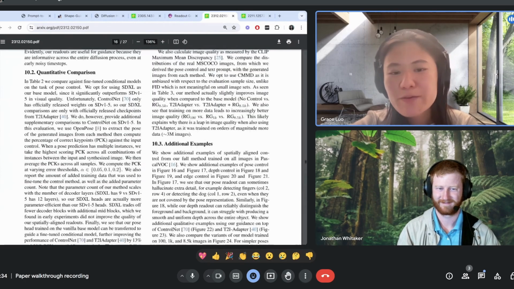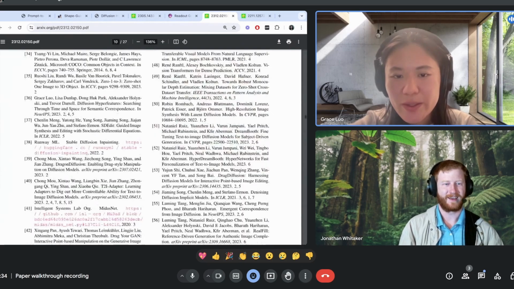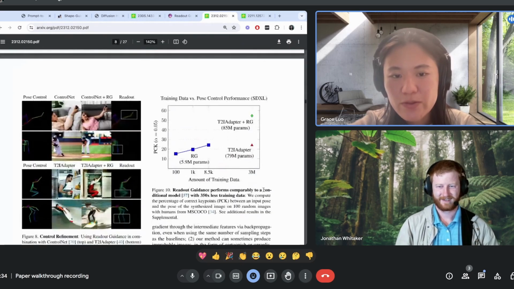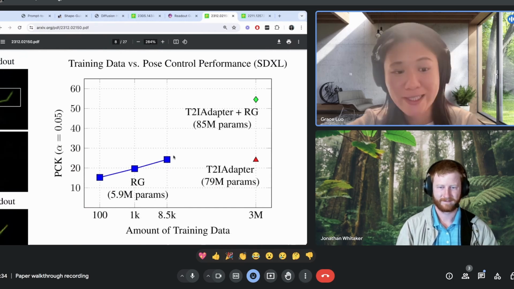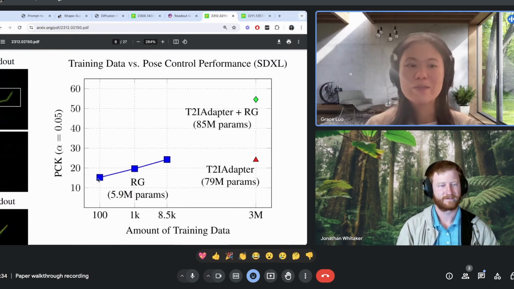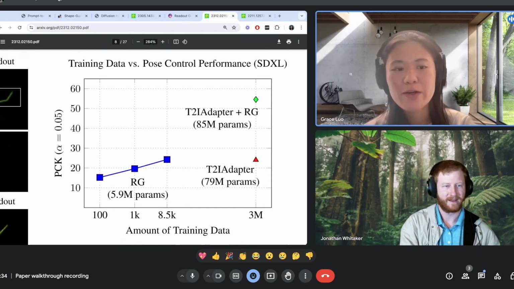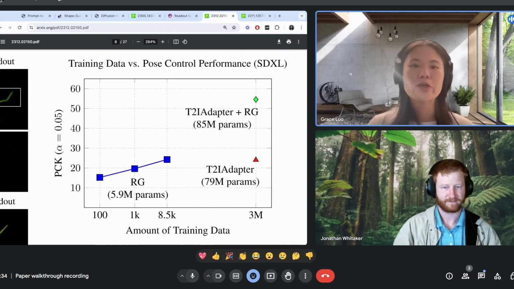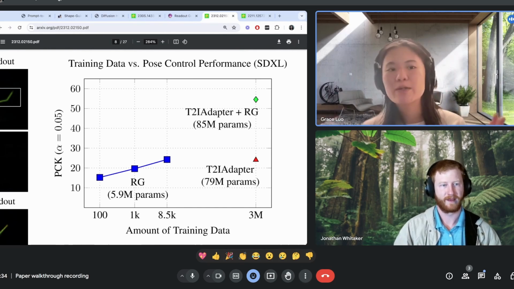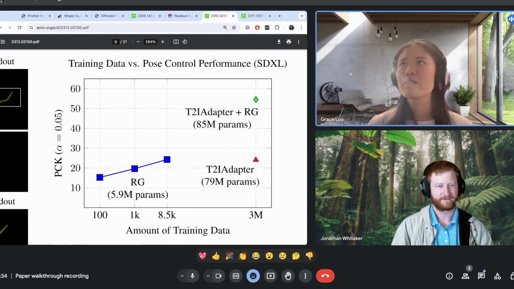But still, if you train on more data, it does work better. We have that in this figure where it shows that if you train it on more data, it kind of linearly improves the PCK, or the percentage of correct key points, in terms of being faithful to your input pose when you're generating the image. So it's kind of like the faithfulness of the generation.